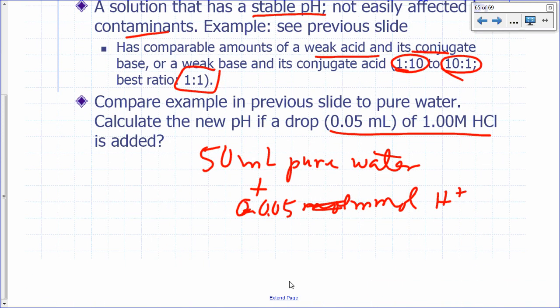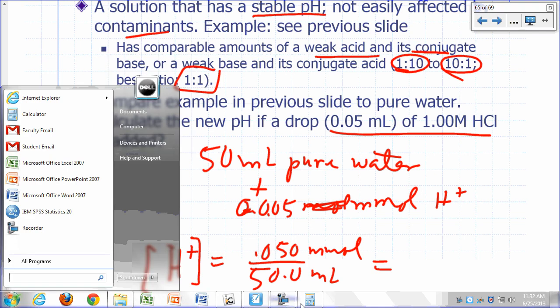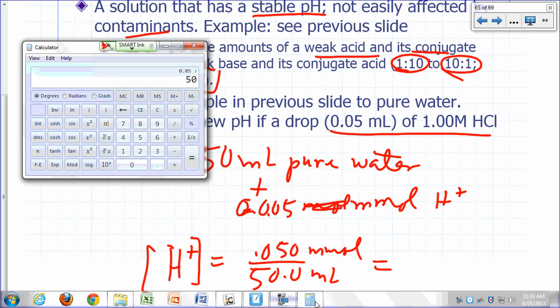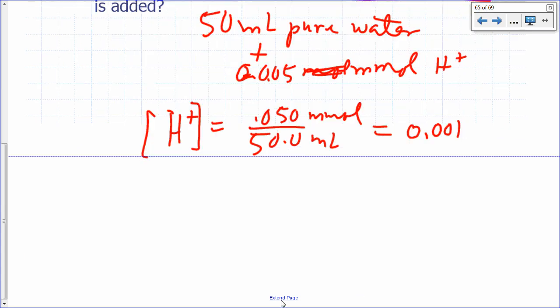What happens to the pH? Well, what's your H plus going to be? Nothing's going to react with that H plus, right? Because all you have is a trace amount of hydroxide. 10 to the negative 7 is the most the water can give you. So that's going to be 0.05 over 50 millimoles per milliliter. So what's 0.05 over 50? That's still 0.001, same thing we had before. Okay, moles per liter.